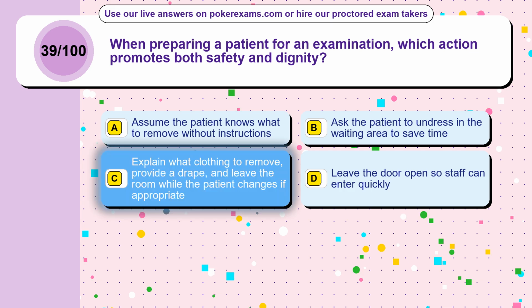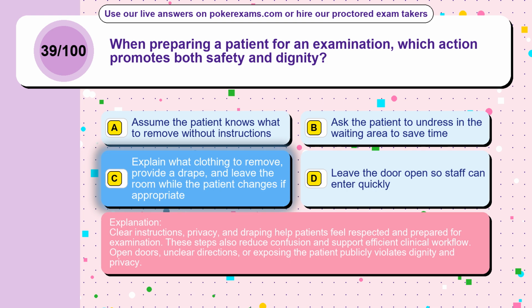The correct answer is option C, explain what clothing to remove, provide a drape, and leave the room while the patient changes if appropriate. Clear instructions, privacy, and draping help patients feel respected and prepared for examination. These steps also reduce confusion and support efficient clinical workflow. Open doors, unclear directions, or exposing the patient publicly violates dignity and privacy.